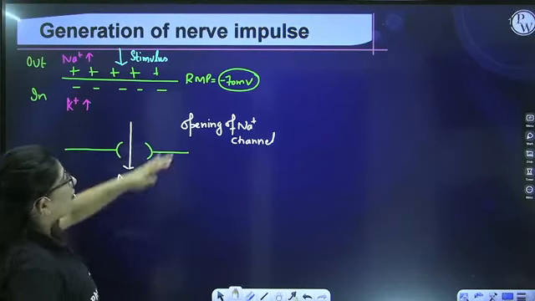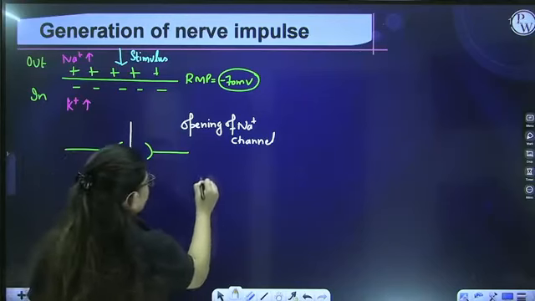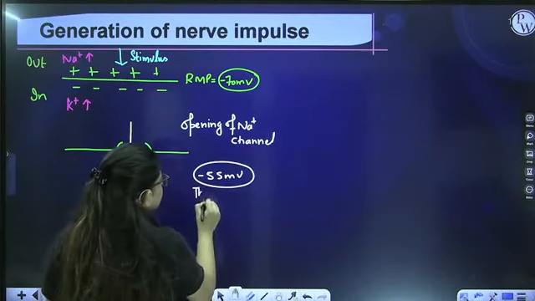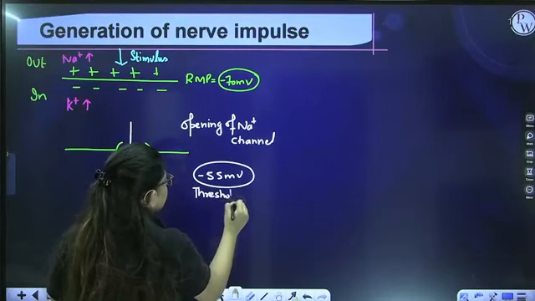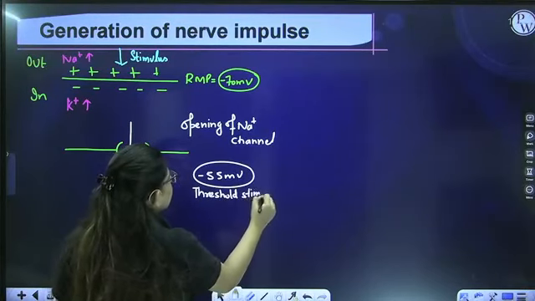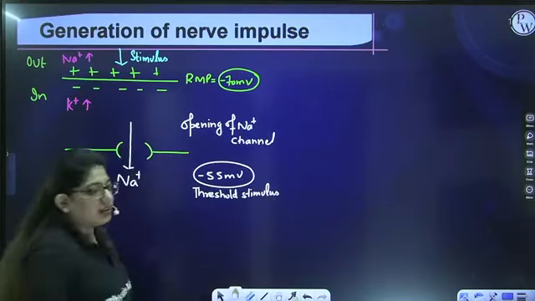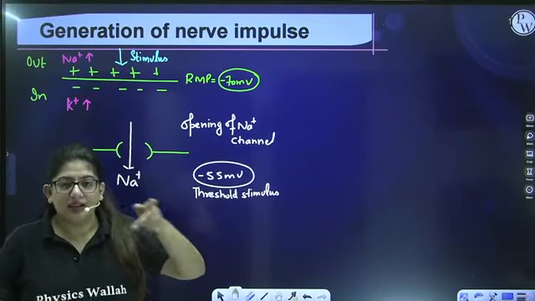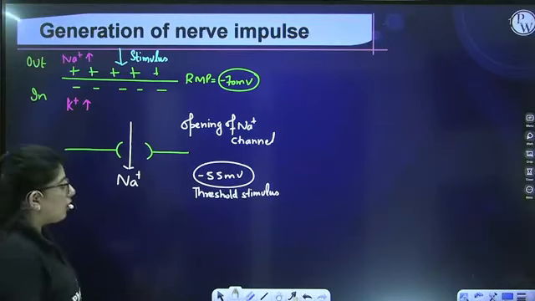As a result, from the resting potential it will first move to minus 55 millivolt, and this is a kind of threshold stimulus. What is a threshold stimulus? This is the minimum stimulus that you need to reverse the polarity.